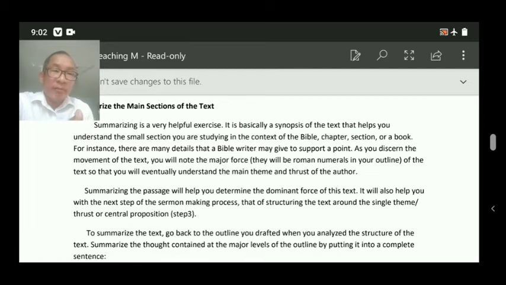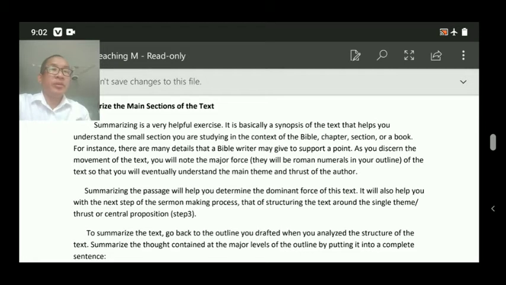Later on, after the CPS and after the bridge, we will go to CPS, and then structuring the text that comes in step number 6. So it will be easy for you and me, when we structure well the text, to structure the sermon.